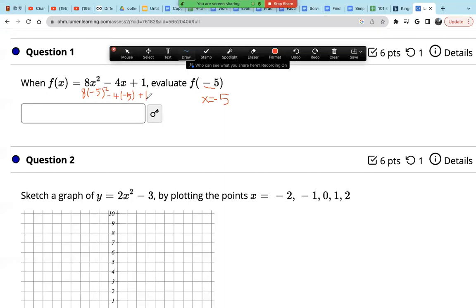-5 squared is positive 25. Then 25 times 8 is 200. So the first term gets 200. Then -4 times -5, that's a positive value too. So plus 20. Right, negative times negative is positive. 4 times 5 is 20. Then plus 1. So it's just 221.